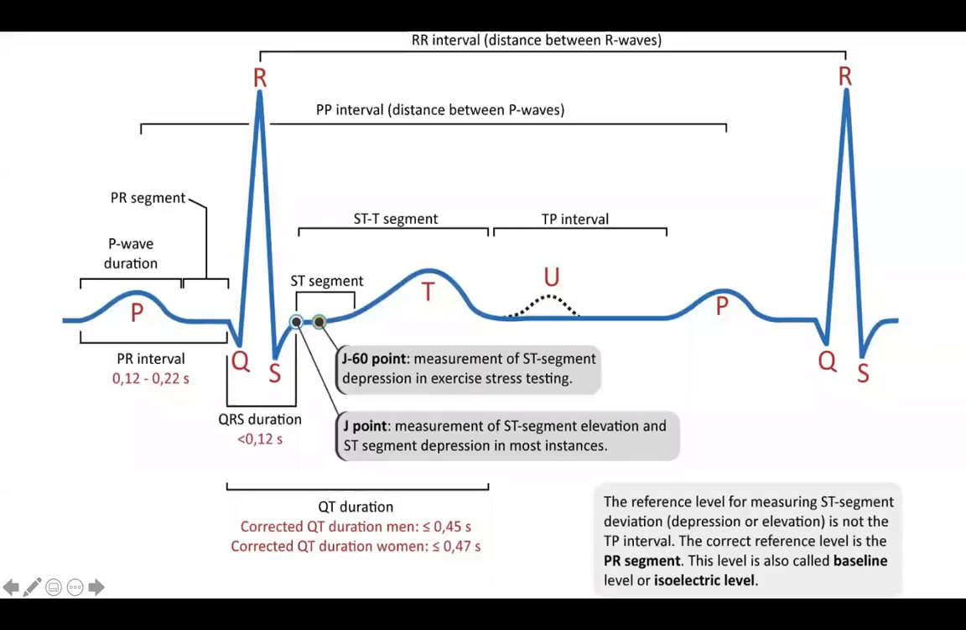V4, V5, V6 is just sort of around here. So V1, V2, V3, V4 is like anterior septal. V5, V6 is around the lateral.